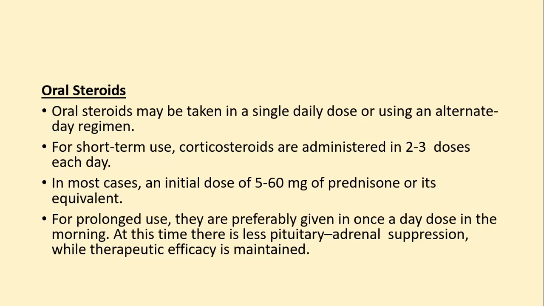For a prolonged use, for example, for more than 3 months, it is preferable to give corticosteroid as a single daily dose in the morning, because this is in accordance with the cortisol secretion in the body, because the maximum cortisol is secreted in the morning time. If you give the steroid in heavy doses in the evening, it will result in hypothalamic pituitary axis suppression. At this time, there is less pituitary adrenal suppression while therapeutic effect is maintained if you give a once a day dose in the morning.